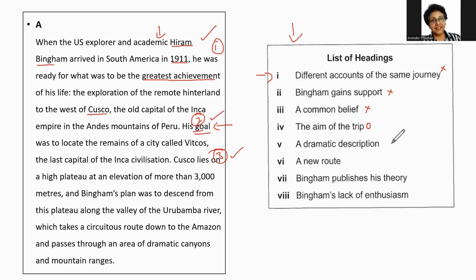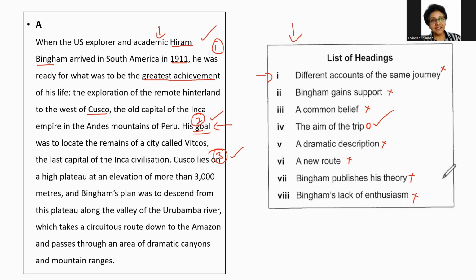But we are not going to stop at this. We are going to read all the others also and eliminate the options. So the next one, a dramatic description. No, nothing of this was discussed. A new route. No, not at all. Did he publish his story? No. Bingham's lack of enthusiasm? No. So only one answer remains, the aim of the trip. And that would be my answer for this one. Easy, right? So now option number 4 has been eliminated and we've got the other options left, right?